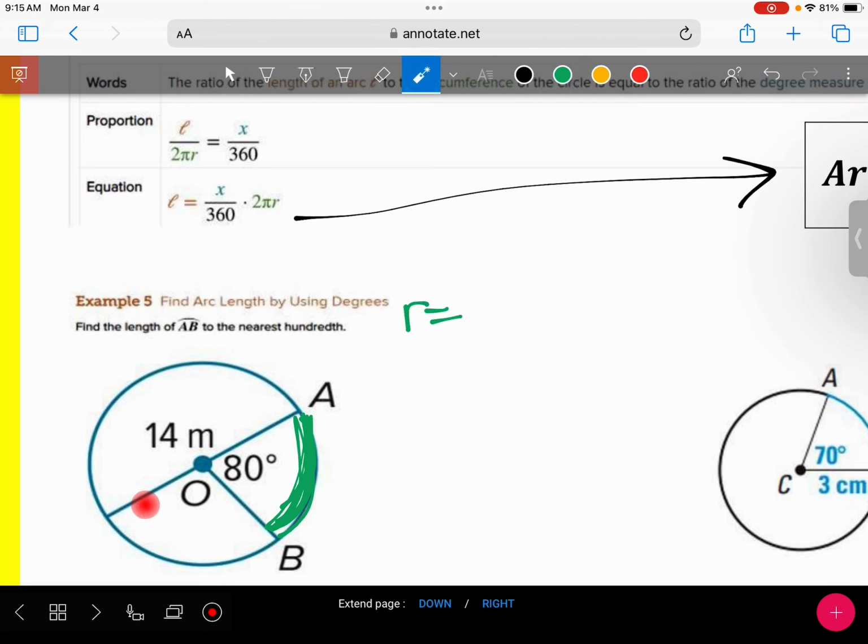So what did they tell us right here? Is this 14 a diameter or a radius? Diameter, because it goes all the way across. So to find the radius, you would have to take this number and divide it by 2. What's 14 divided by 2? 7. So your radius is 7, and the measurement of your angle, which is x, what's the measure of this angle inside of this arc? I'm trying to figure out the length of this arc. 80.